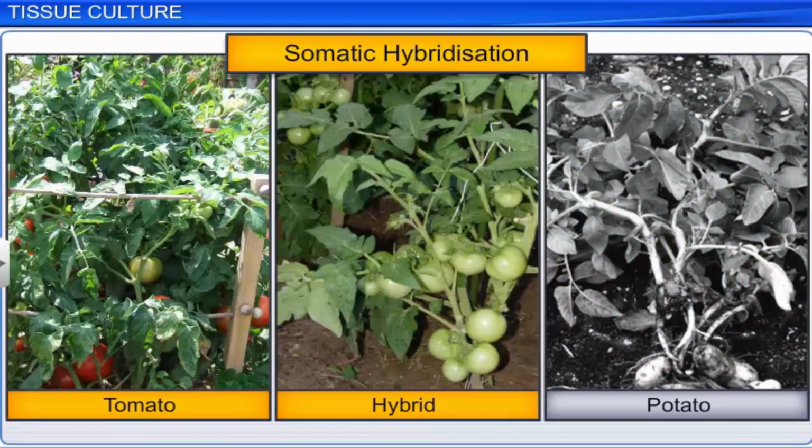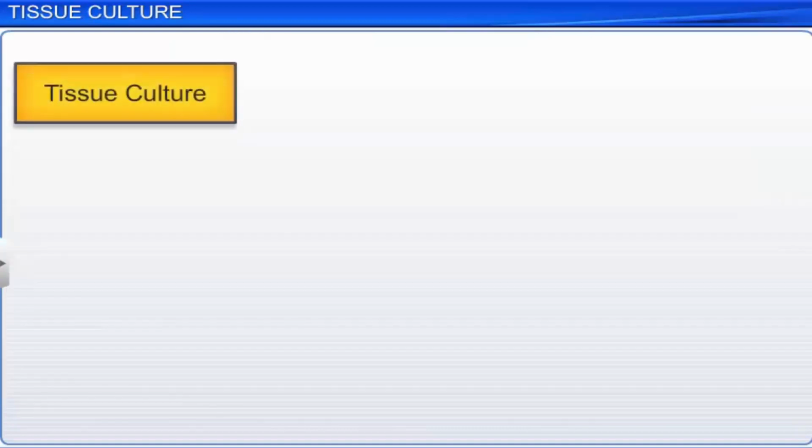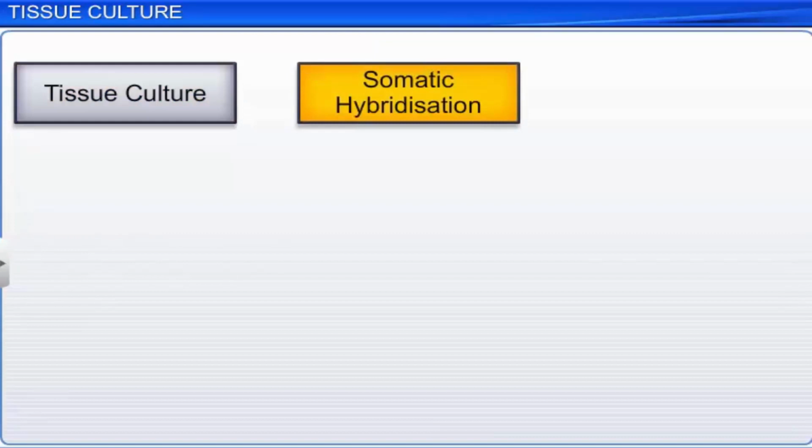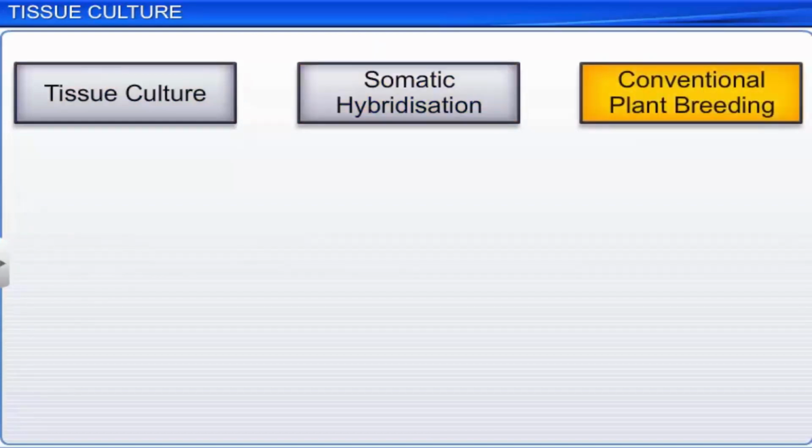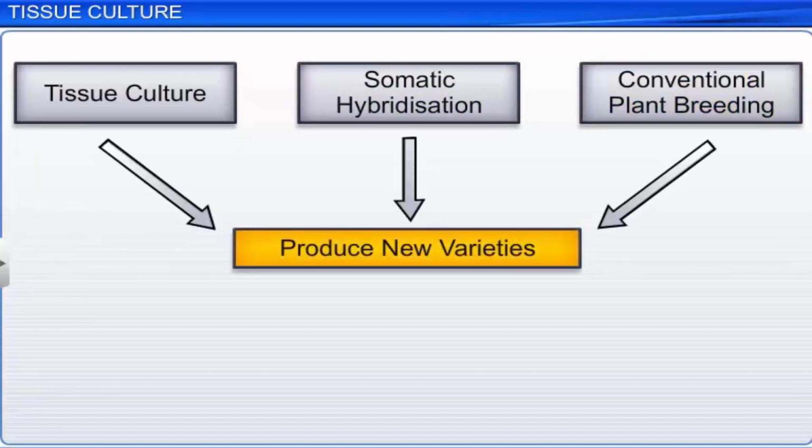In this manner, tissue culture, somatic hybridization, and other plant breeding techniques provide a huge potential for manipulation of plants to produce new varieties, boost food production, and enhance crops.